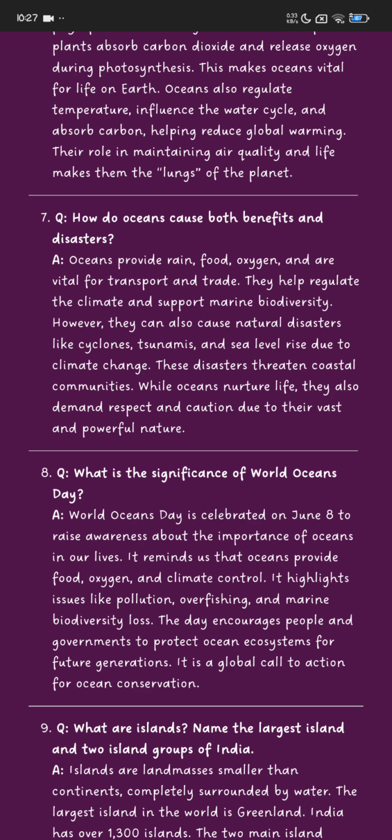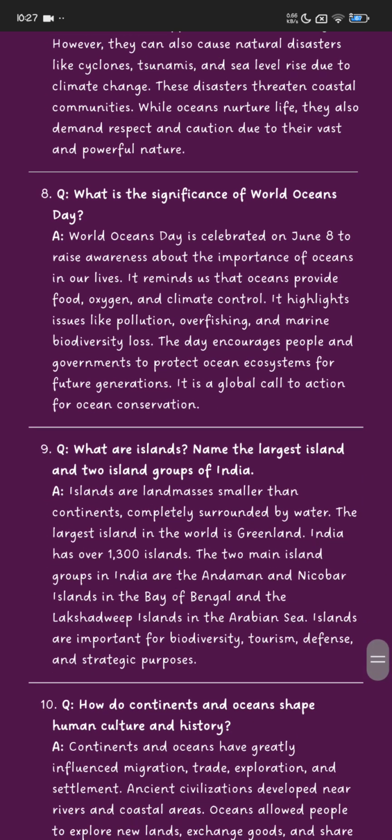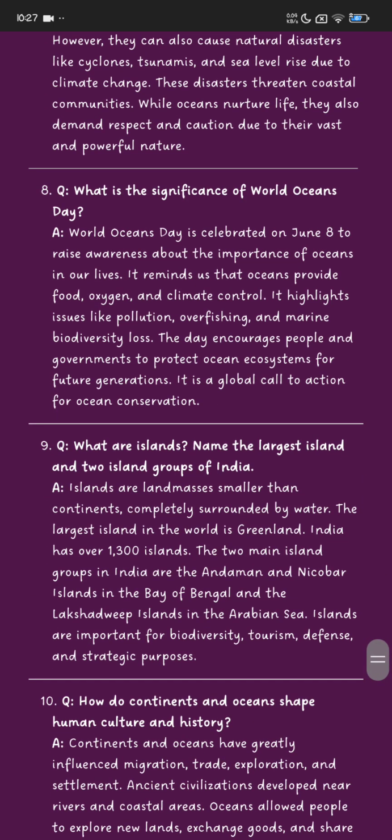Number 8. What is the significance of World Oceans Day? World Oceans Day is celebrated on June 8 to raise awareness about the importance of oceans in our lives. It reminds us that oceans provide food, oxygen, and climate control.